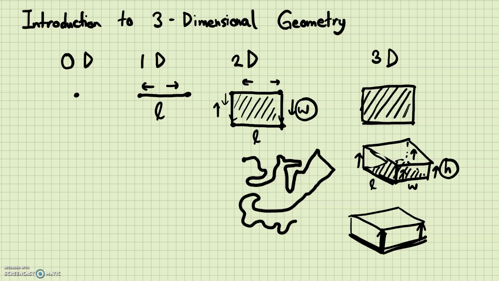Okay, so at 3 dimensions, they're called solids now. Solids. In 2 dimensions it was called a plane. Okay, so this is what 3 dimensions mean.